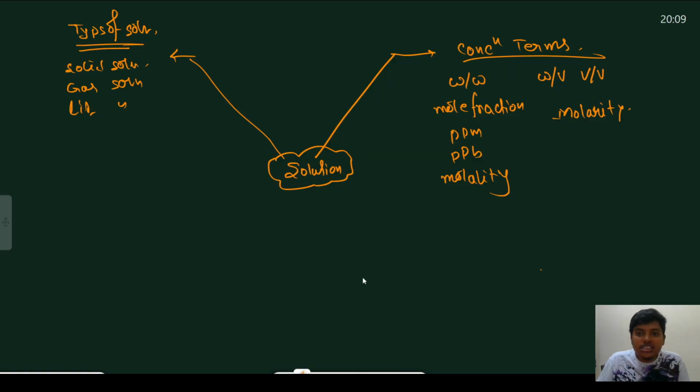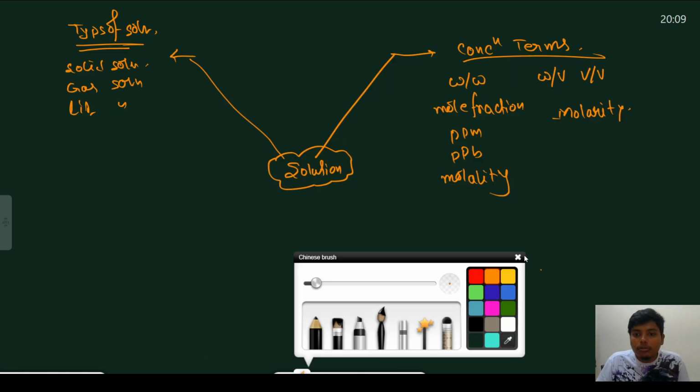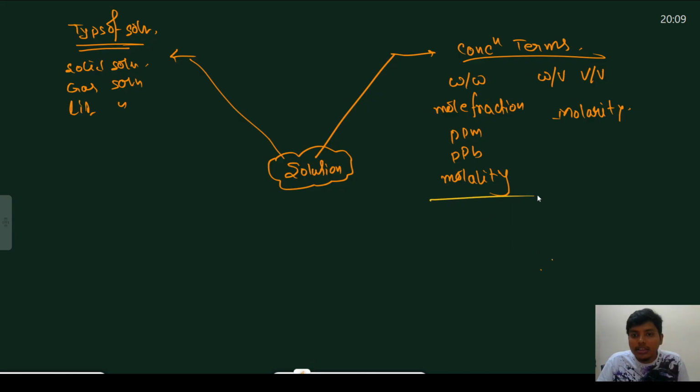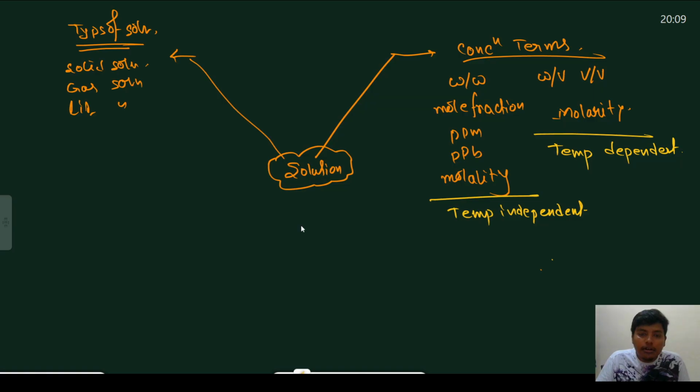Next, this I told you. Which ones are temperature dependent? These are temperature independent. Why independent? They don't depend on volume. These others are dependent on volume, and these are temperature dependent. This thing we learn.